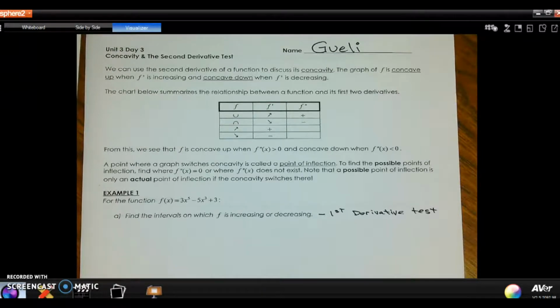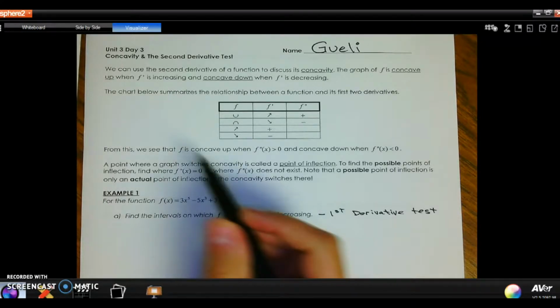Okay, so this is the Unit 3, Day 3 concavity and the second derivative test. Basically, our goal for this unit is to see what the derivative or the second derivative can tell us about the behavior of the original function f of x. Right here I have a chart that summarizes what the second derivative or first derivative will tell you about the original.